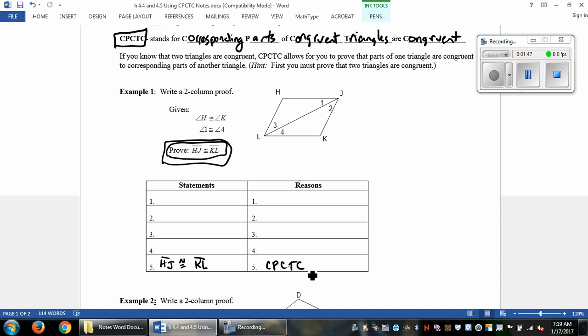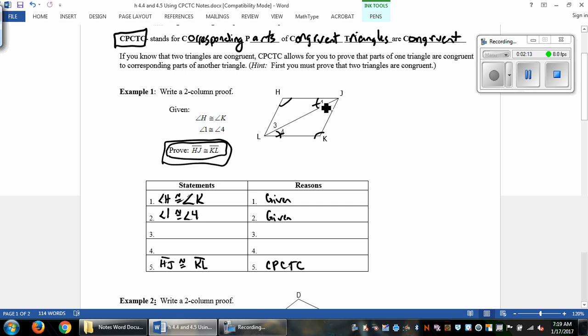Alright, so the first thing in our proofs that we should do is write down our givens. So angle H congruent to angle K, and angle 1 congruent to angle 4. Given and given. And then go ahead and mark those down. So we've got H to K and 1 and 4.